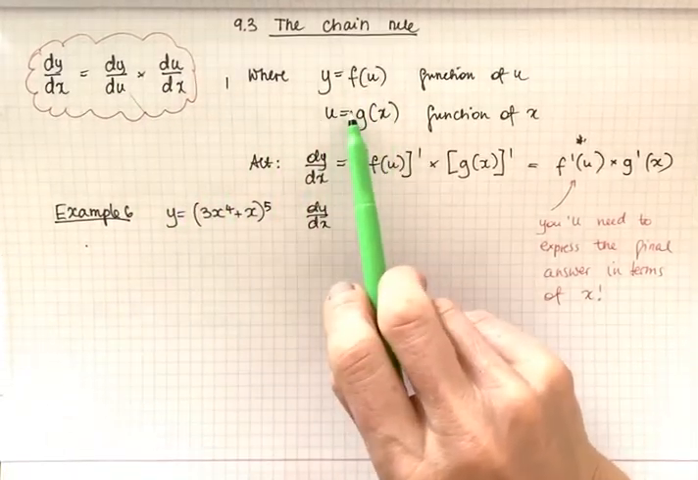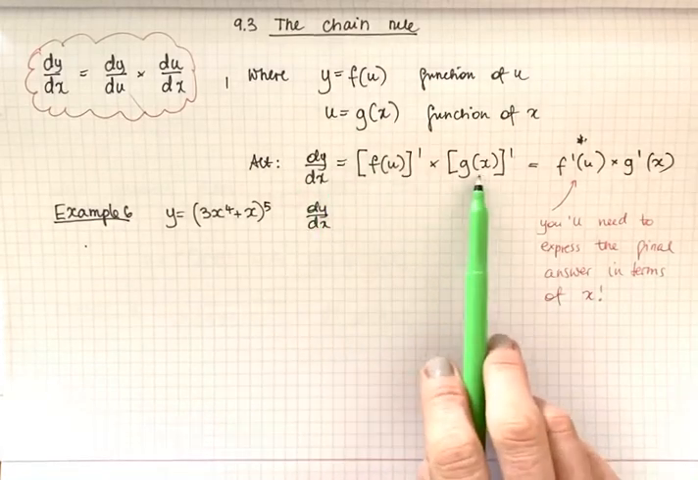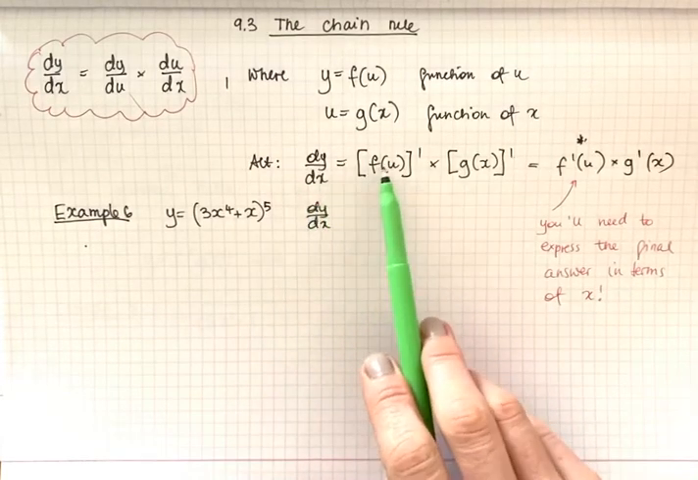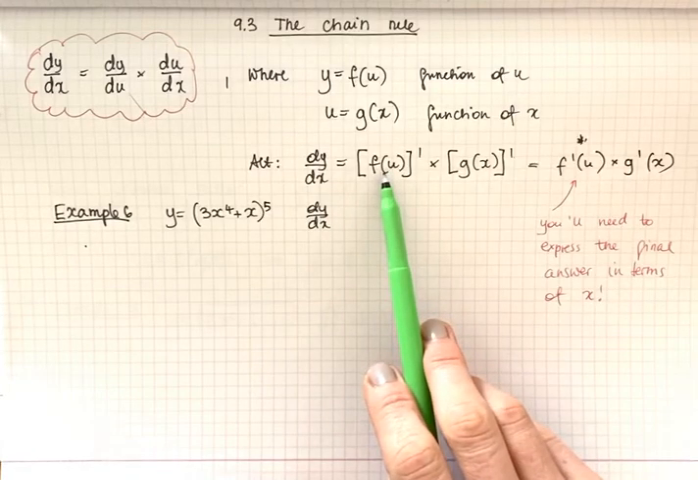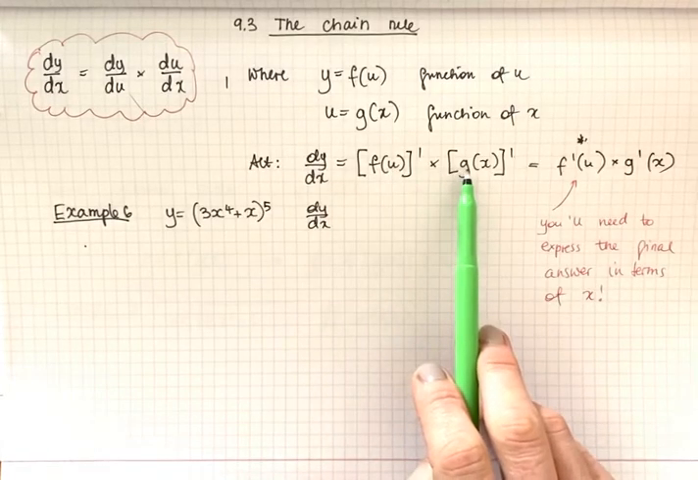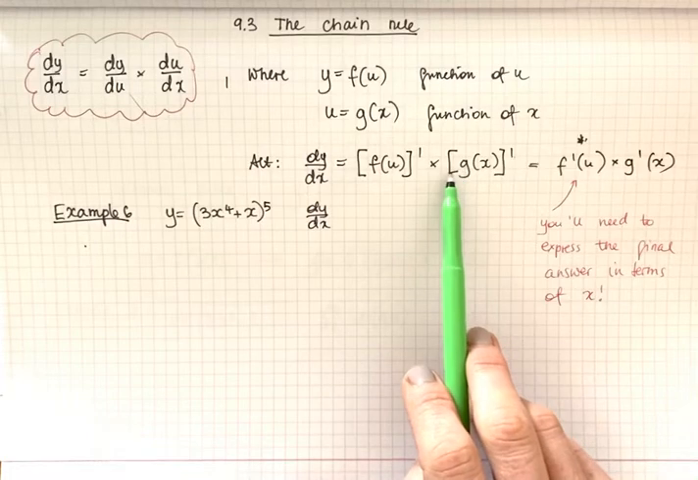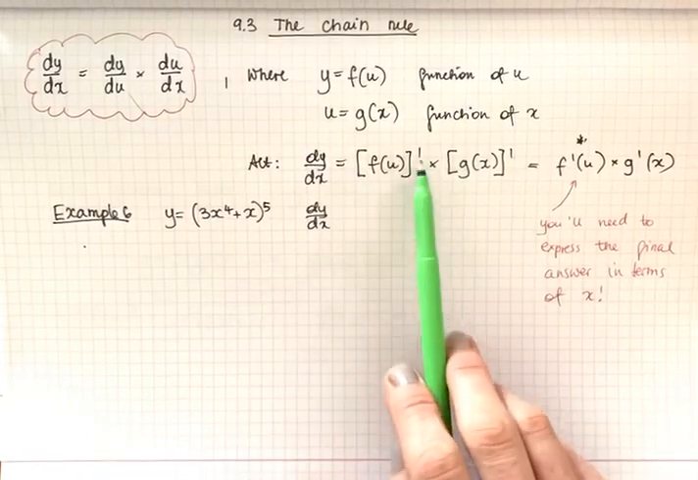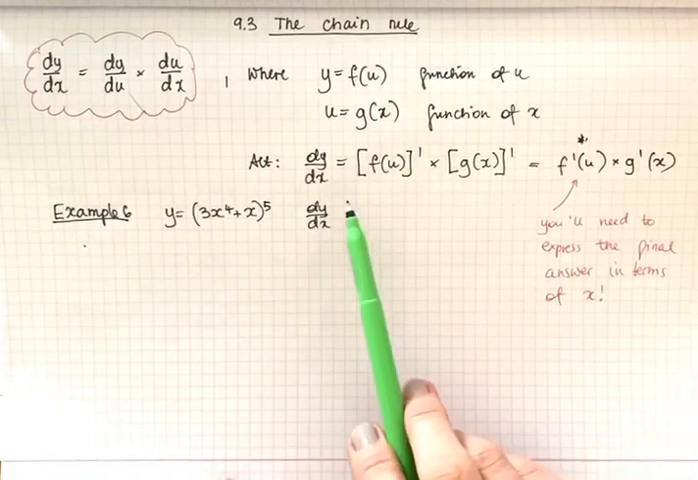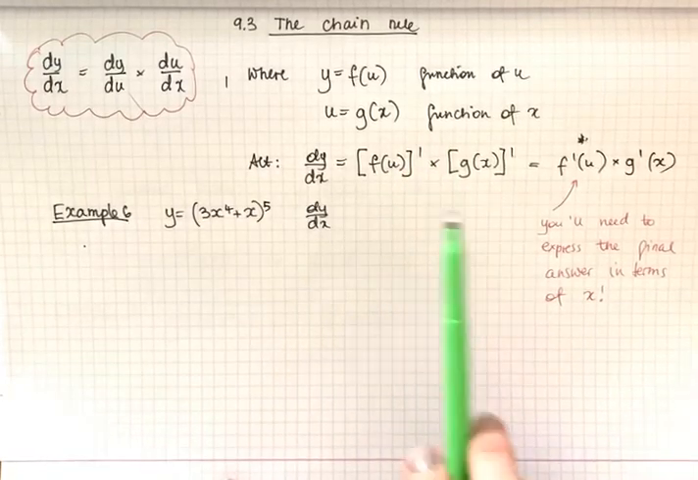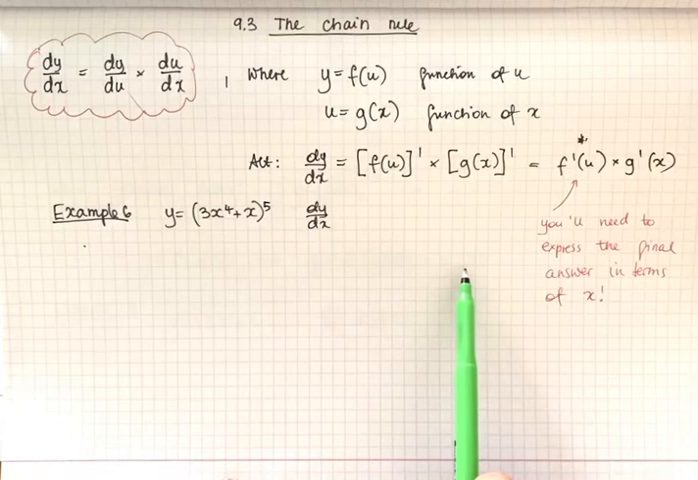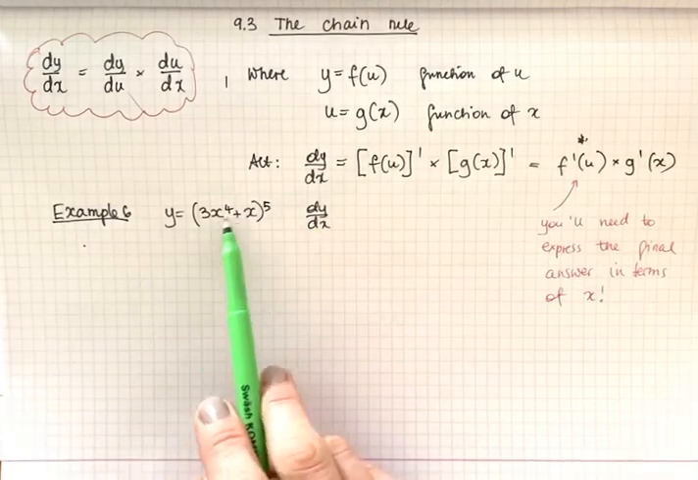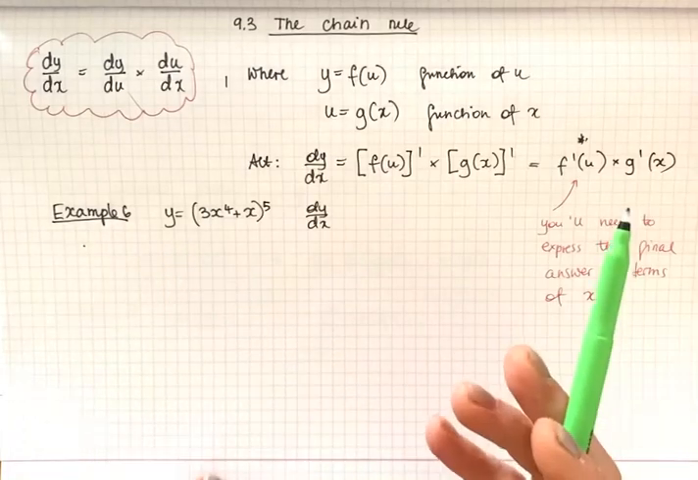So this function differentiated. Here is just a different way of writing this result. So dy dx is your f differentiated followed by g differentiated. Okay. You need to express the final answer in terms of x. So return to x variable if you use the replacement. So that works for composite functions.